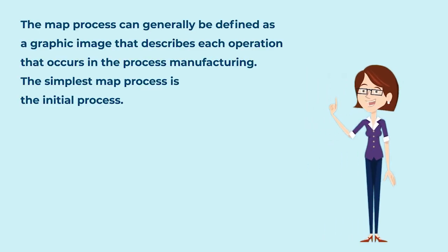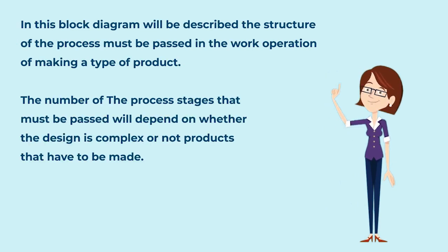The process map can generally be defined as a graphic image that describes each operation that occurs in the manufacturing process. The simplest process map is the initial process. In this block diagram will be described the structure of the process that must be passed in the work operation of making a type of product. The number of process stages that must be passed will depend on whether the design of the products to be made is complex or not.